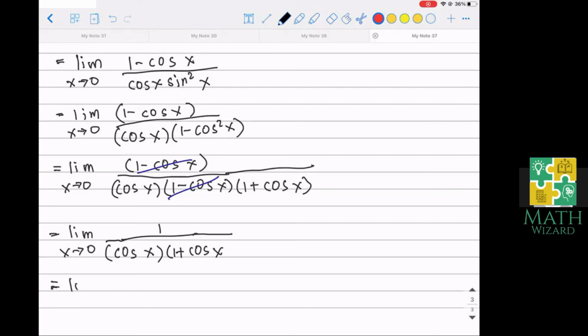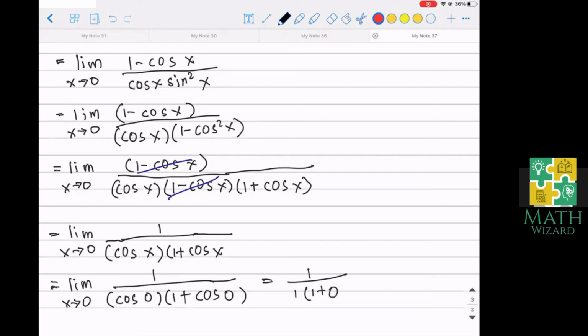Okay, so this becomes the limit of, substitute na natin yung 0 sa x. Cosine 0 times 1 plus cosine 0. This becomes 1 over cosine 0, multiplied to 1 plus cosine 0. So, cosine 0 is equal to 1. So, solve lang natin to. This is 1 over 1 times 2, or 1 over 2. So our final answer is equal to 1/2.